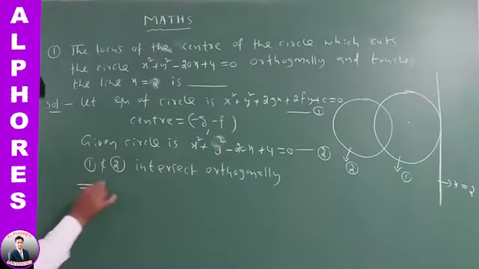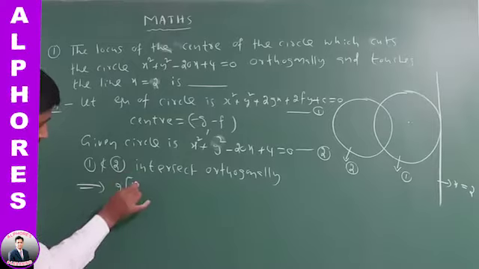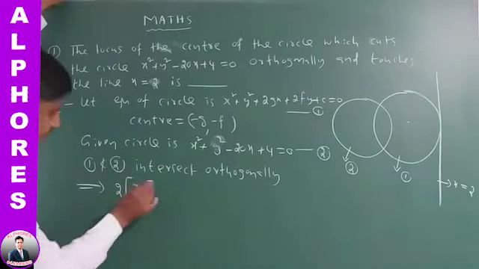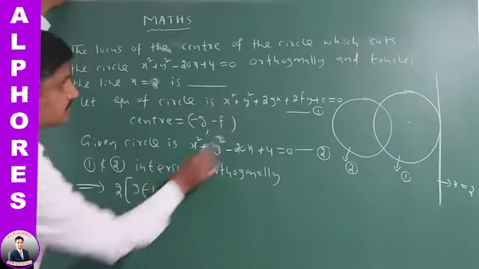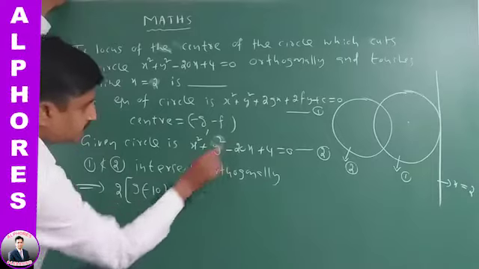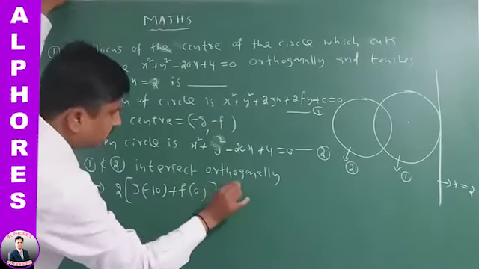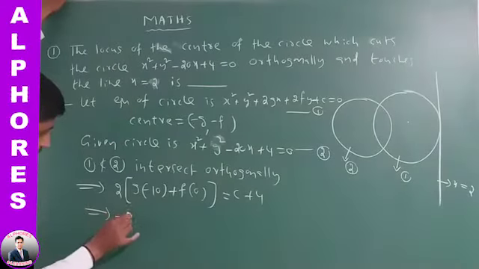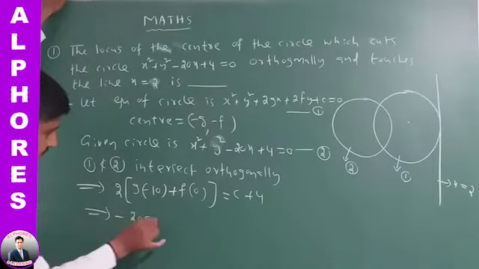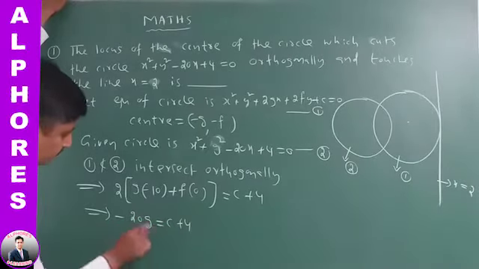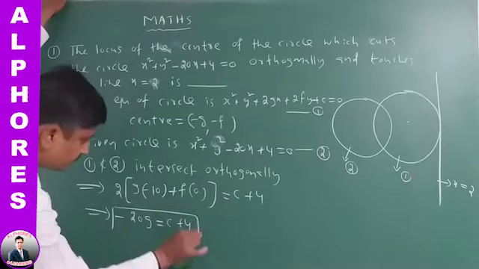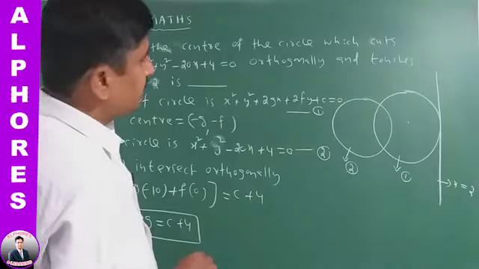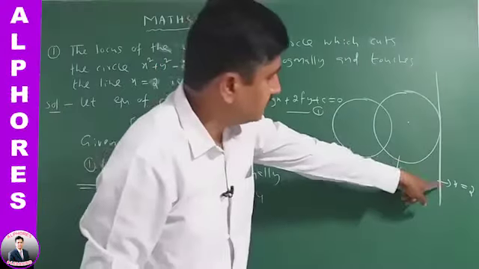Now according to the condition 2gg' + 2ff' = c + c', here g into −10 plus f into 0 equals c plus 4. Now here −20g = c + 4. Minus 20g equals c plus 4. Okay, next, this circle touches the line x = 2.